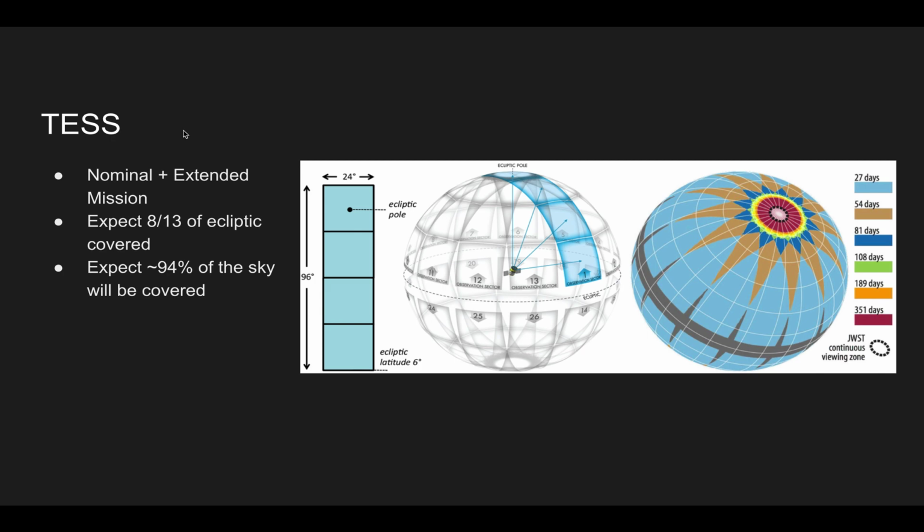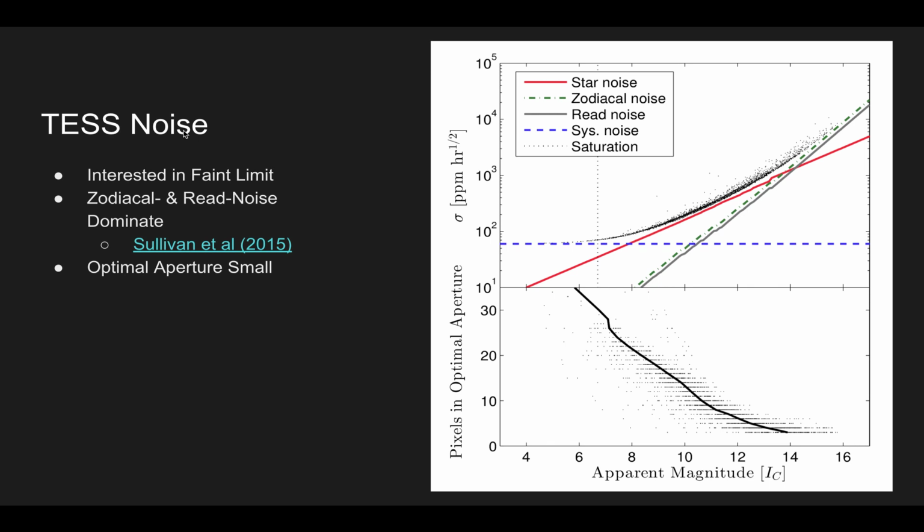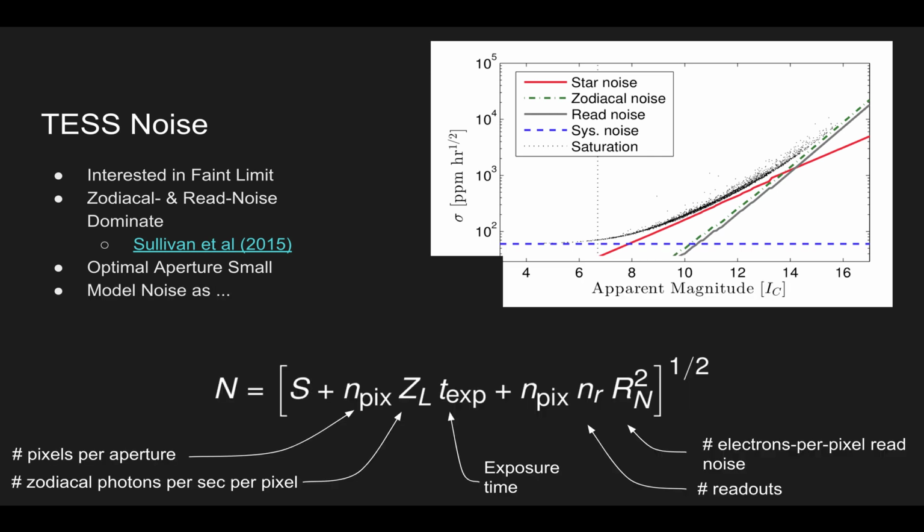So if we're doing that, the relevant limit that we need to consider down at the faint end is that zodiacal noise and read noise are the dominant contributions to the noise at that level. So we can model the noise using an expression as displayed on the screen, where you've got the source component, the zodiacal component, and the read component. And so we can get our overall noise contribution.